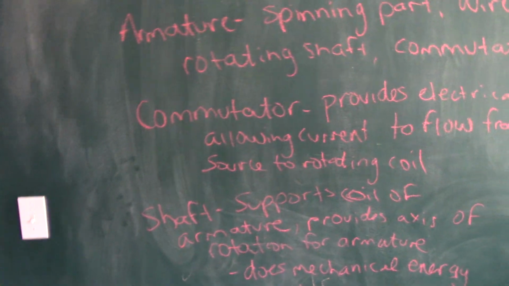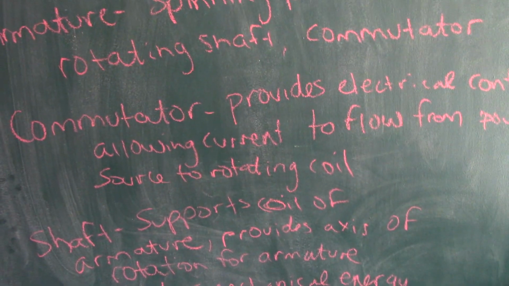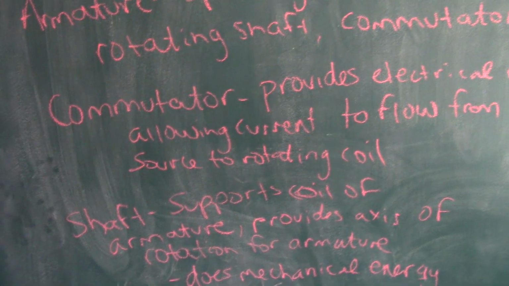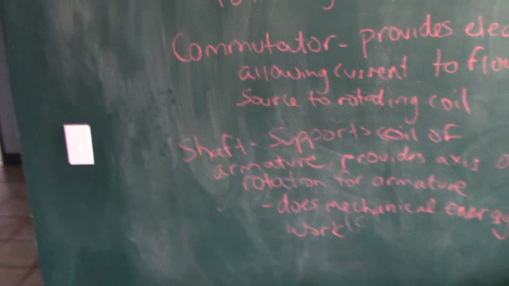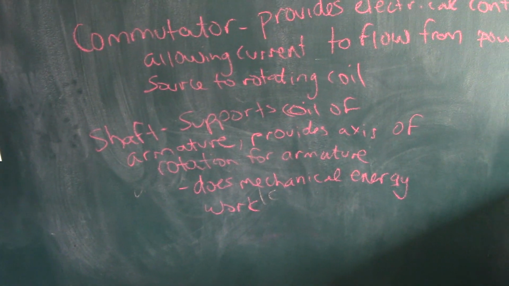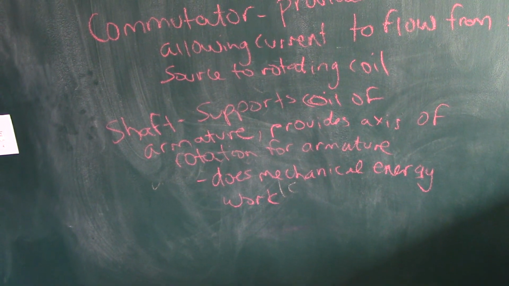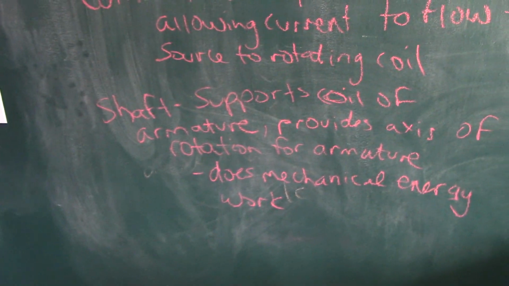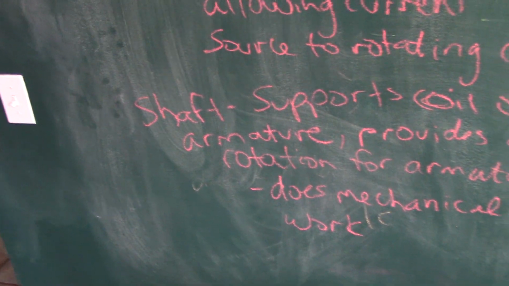So what's a commutator? A commutator, like I just said, provides electrical contact and it allows current to flow from the power source to the rotating coil or vice versa. The shaft of our armature is the support, right? It supports the coil of the armature and it provides the axis of rotation to spin. So the axle in a car, for example, would be the shaft. If we're moving any type of coiled metal through a magnet, you need a brush.